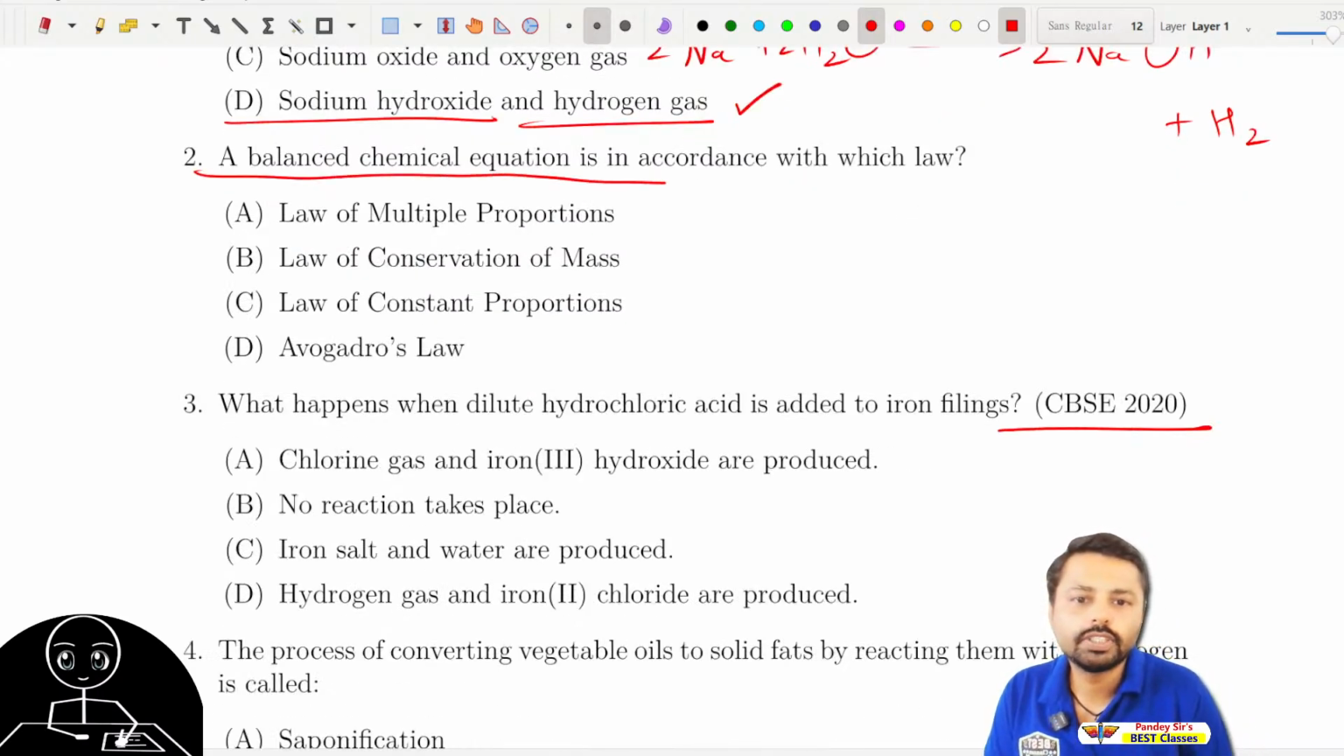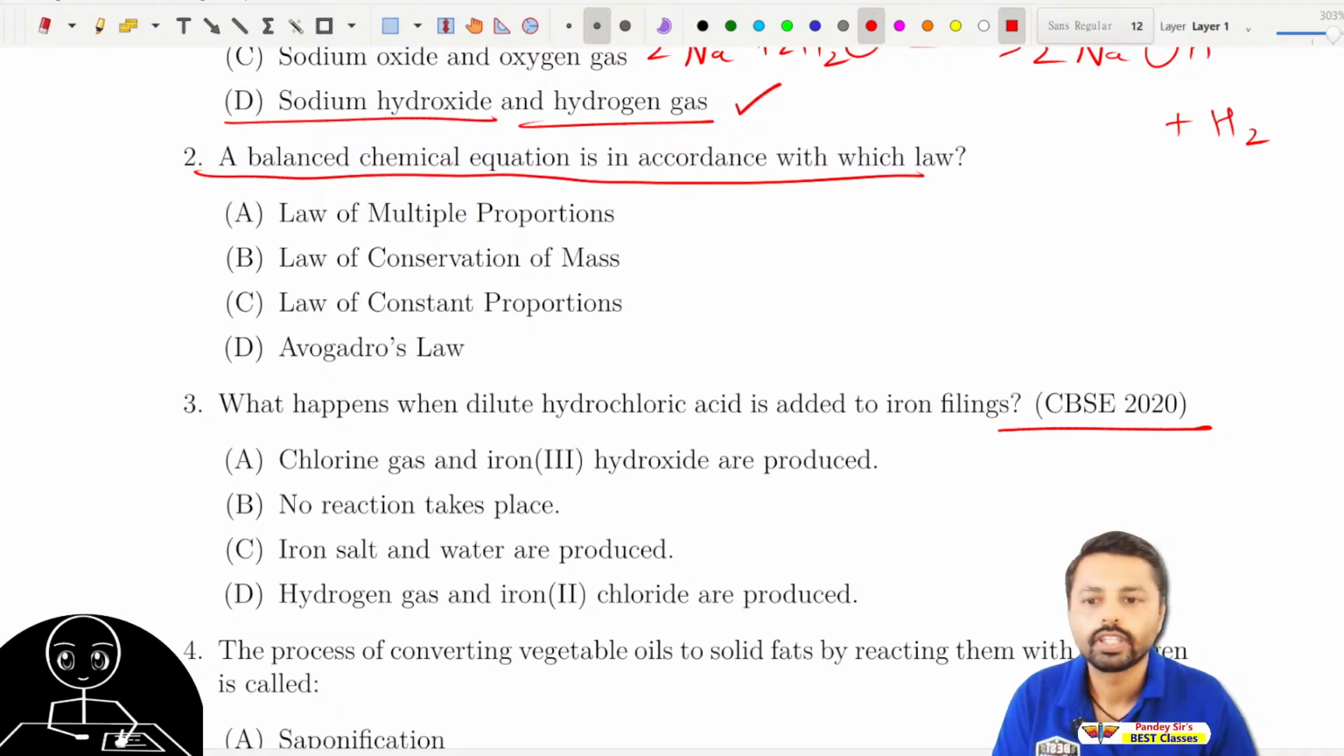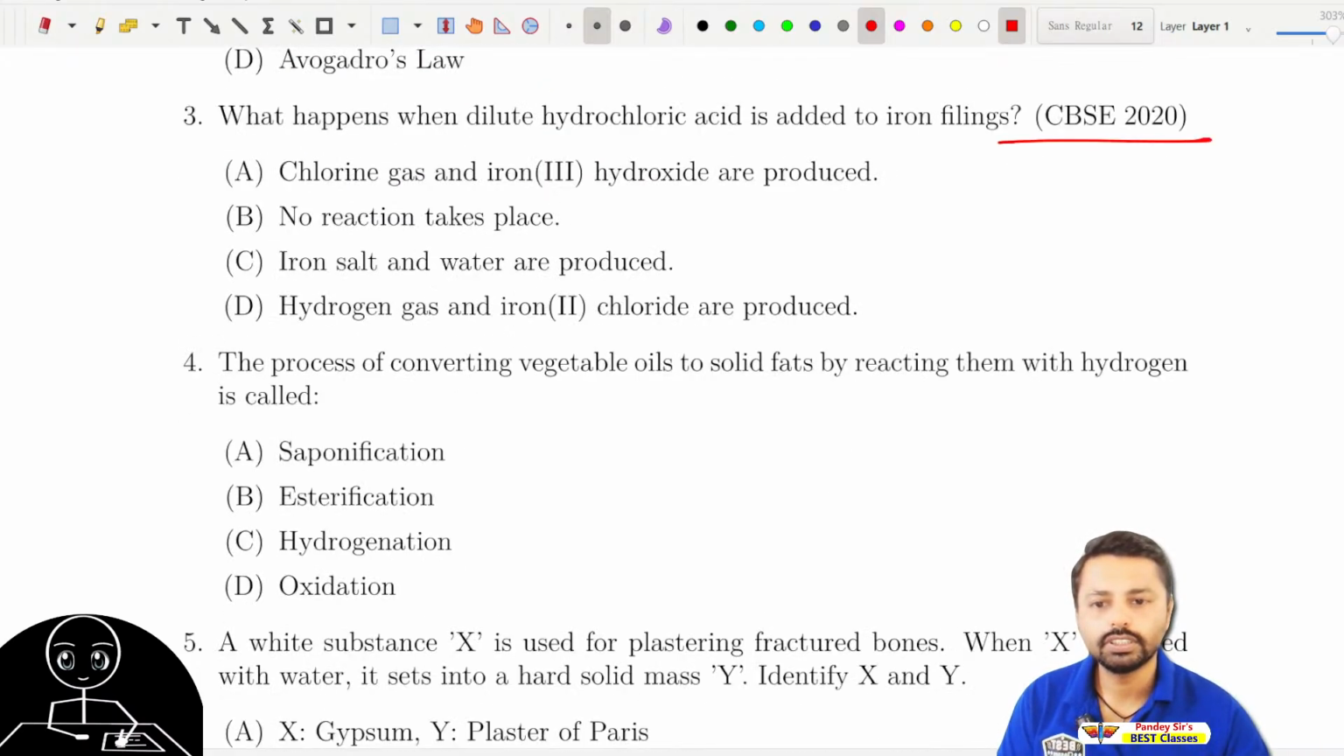A balanced chemical equation is in accordance with which law? Again, you got only 5 seconds. So try. Law of multiple proportion? Don't think so. Law of conservation of mass? Could be. Law of constant proportion? No. Avogadro's? No. B is the correct answer. Conservation of mass.